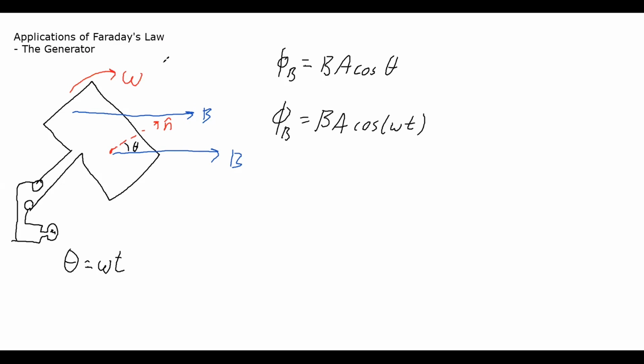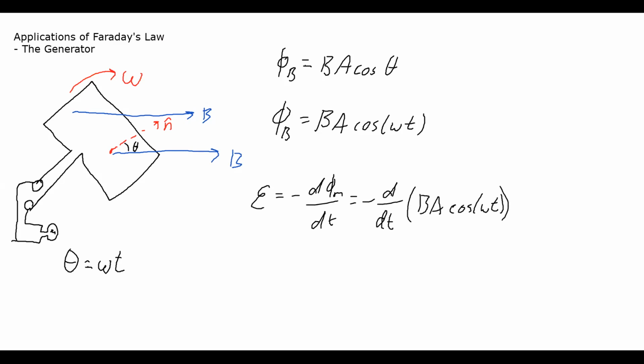Now, when we do that, if this angle is changing, then we are seeing flux is changing, right? And if flux is changing, then Faraday's law says we're going to have a voltage. So my voltage here, according to Faraday's law, is negative d phi_m dt. So that's negative d, and that's going to be BA cosine omega t.